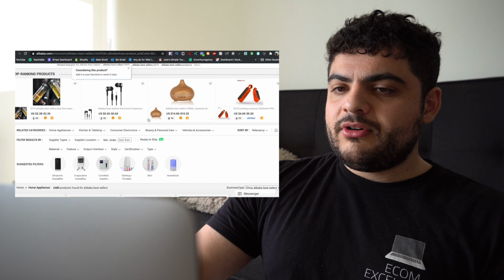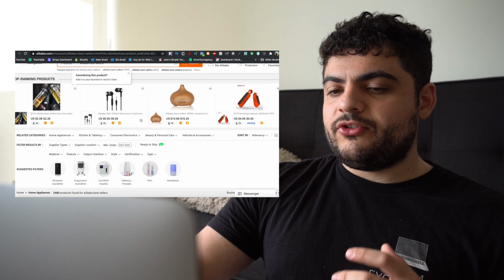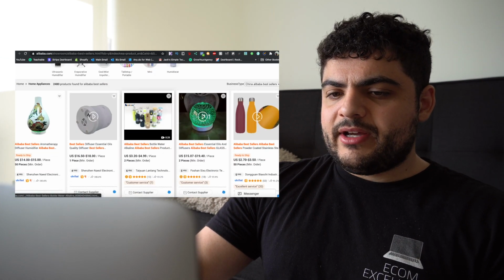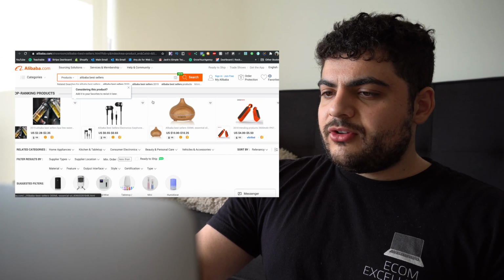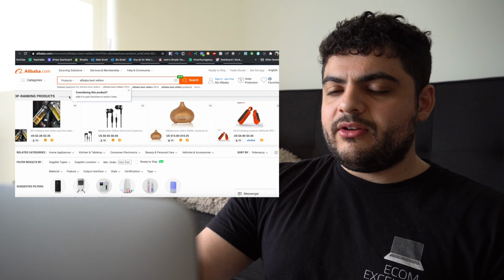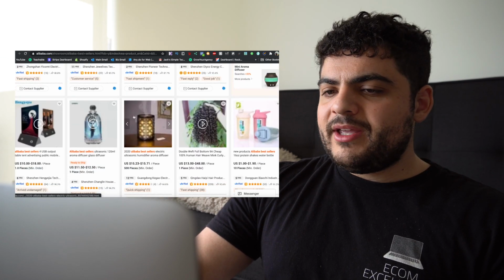So you can start to get an idea of what's selling really well worldwide, and get these really good product ideas. There's really not too much else to be said about this. You can go through and go to different categories in Alibaba as well, but it's basically the same thing.